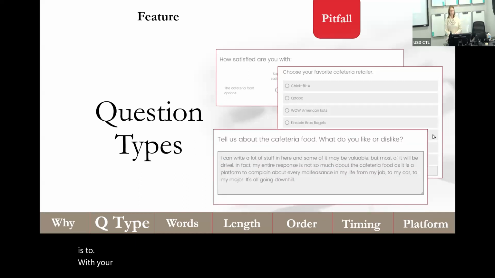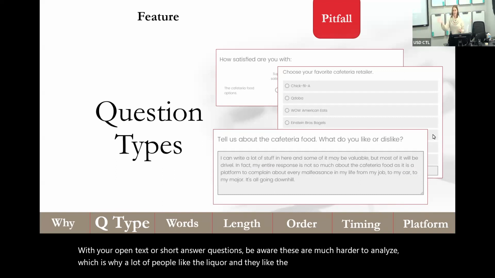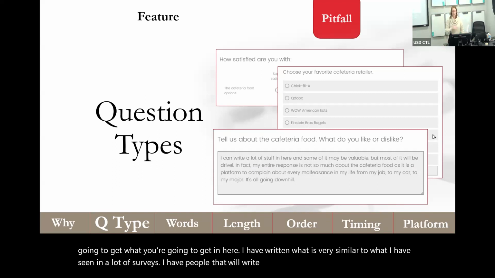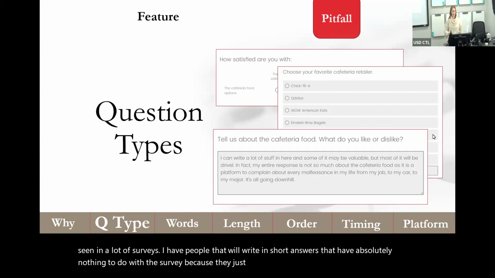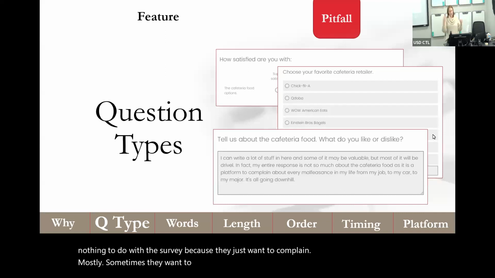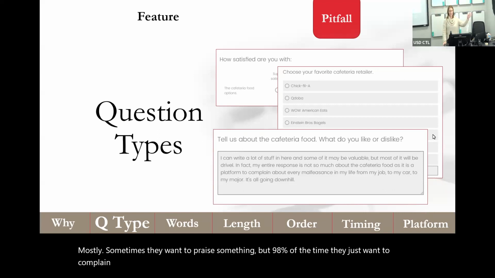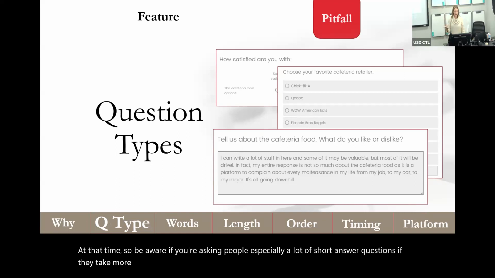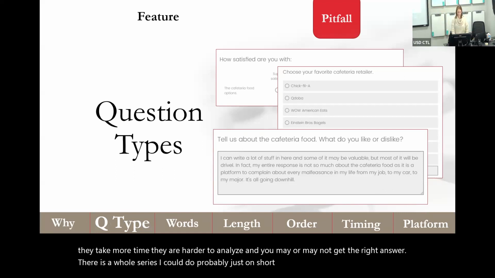With your open text or short answer questions, be aware these are much harder to analyze, which is why a lot of people like the Likert and multiple choice, because you're going to get what you're going to get. In here, I have written what is very similar to what I have seen in a lot of surveys. I have people that will write in short answers that have absolutely nothing to do with the survey because they just want to complain. Mostly. Sometimes they want to praise something, but 98% of the time, they just want to complain about whatever malfeasance they have at that time. So be aware if you're asking a lot of short answer questions, they take more time, they are harder to analyze, and you may or may not get the right answer. There is a whole series I could probably do just on short answers and qualitative analysis.